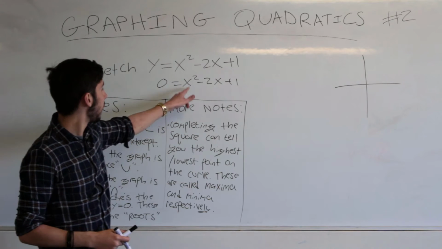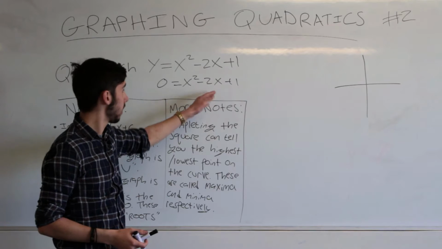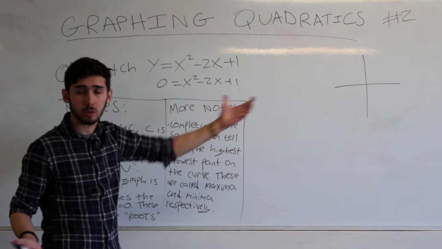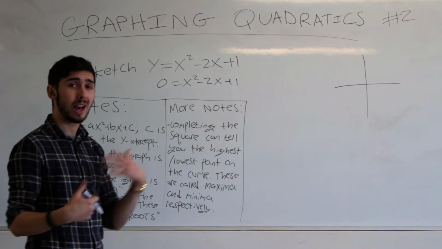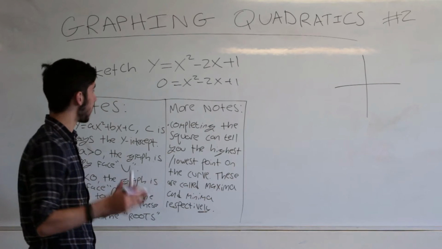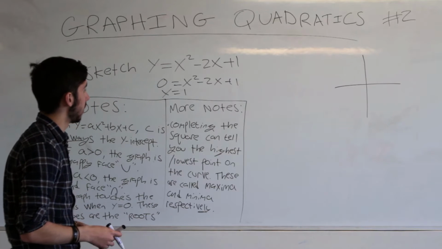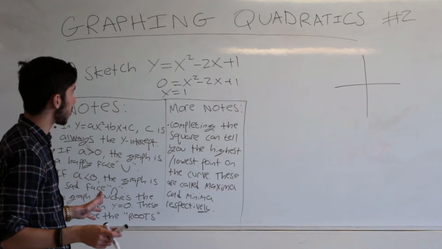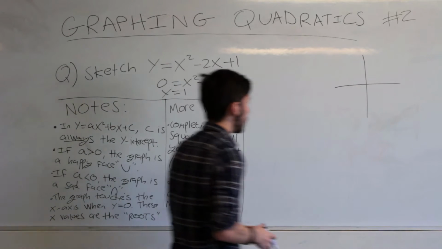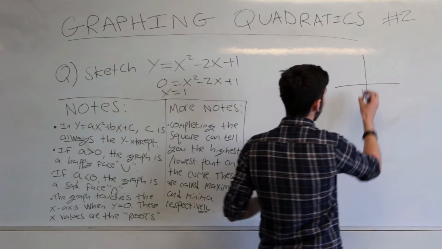Positive 1. 1 squared minus 2 times 1. 1 minus 2, that is. Plus 1, yes, that's 0. 1 minus 2 is minus 1. Add 1, yes, you do have 0. So without even solving it, because we've done it many times, x equals 1. That's it. There's only one solution, okay? So we're going to plot it. X equals 1, that's it.